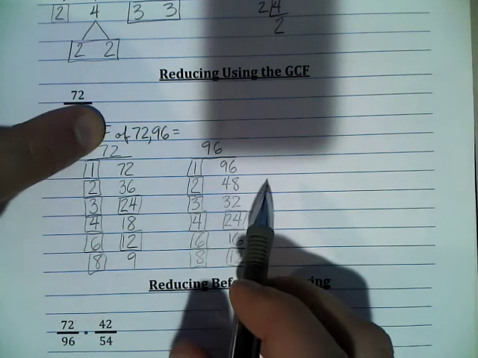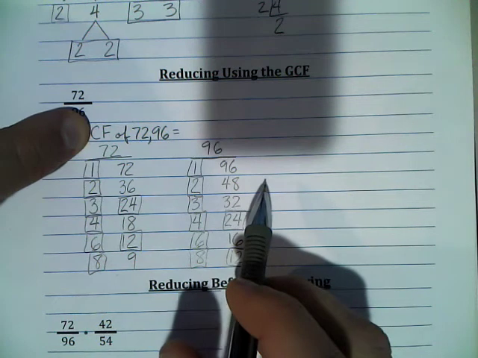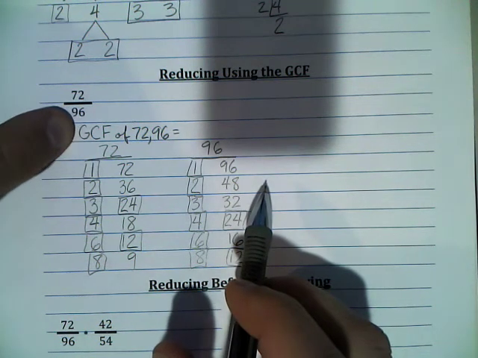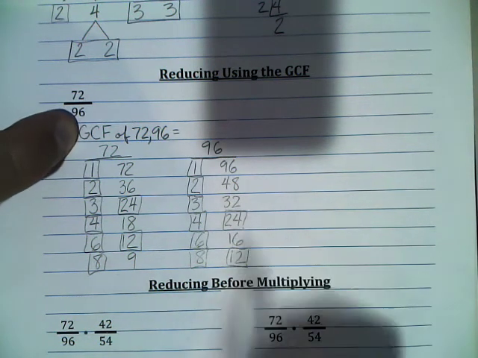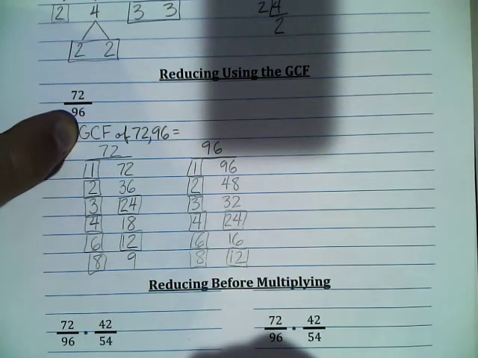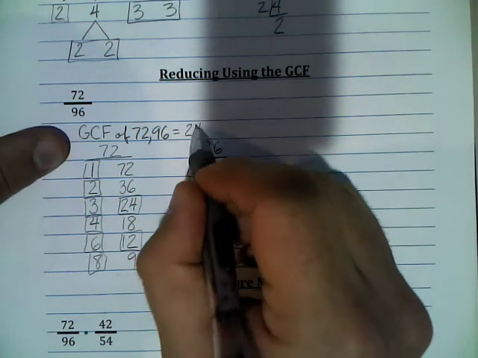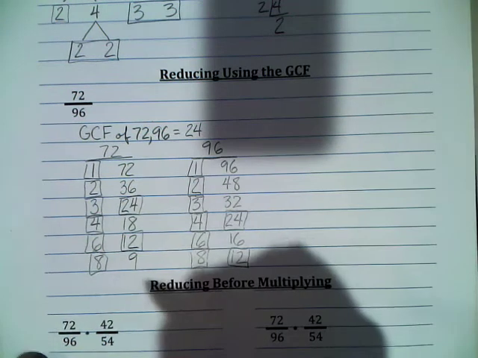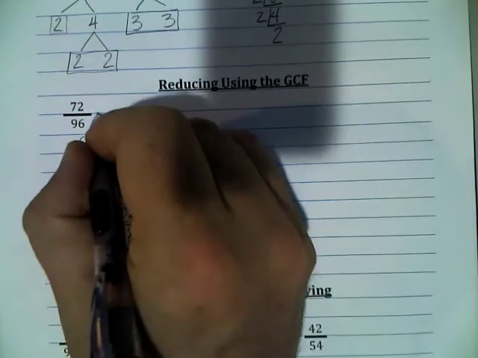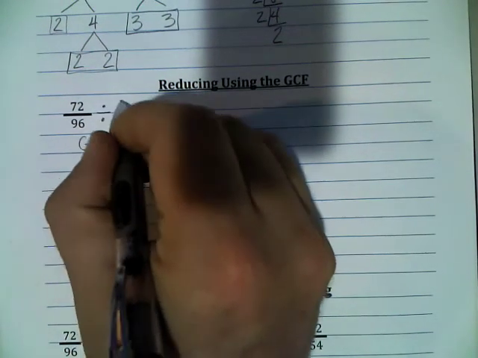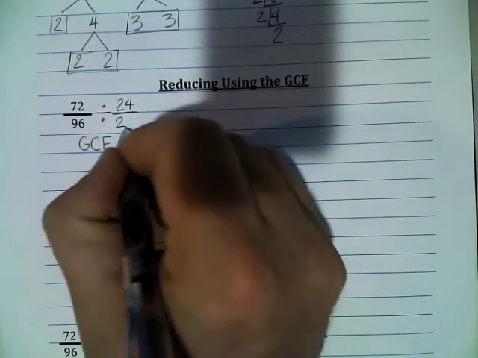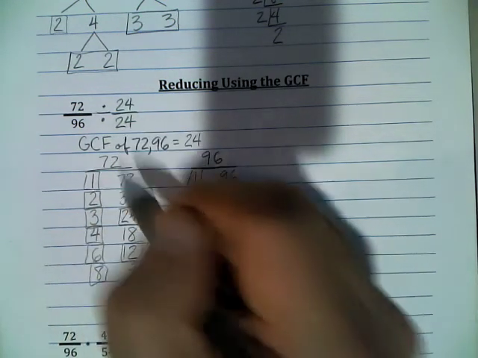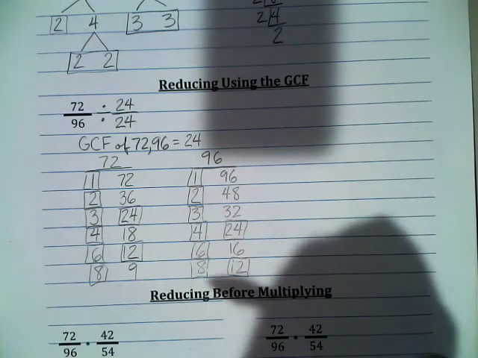So originally we found the factors, now we have the common factors, and so we're left with just choosing the greatest. So what's the greatest thing there we boxed? 24. So 24 is the GCF. We can reduce this completely by dividing it by 24 over 24, so a form of 1 using the GCF.